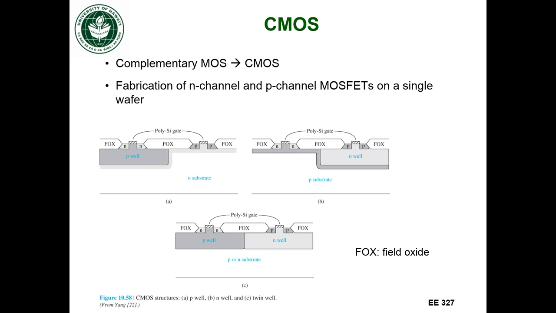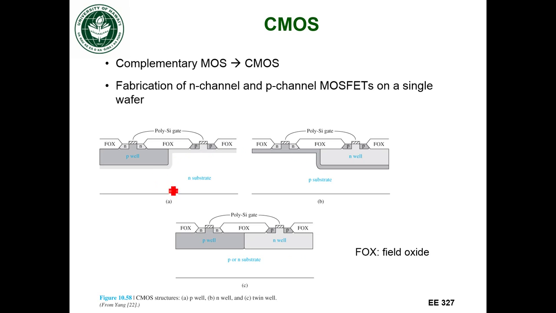Another way that you can put N-channel and P-channel devices on the same substrate is you make wells for both of them. So that's this twin well structure down here. Here it doesn't matter what your substrate doping is, because you're going to create your P-wells for your N-channel devices and your N-wells for the P-channel devices anyway.